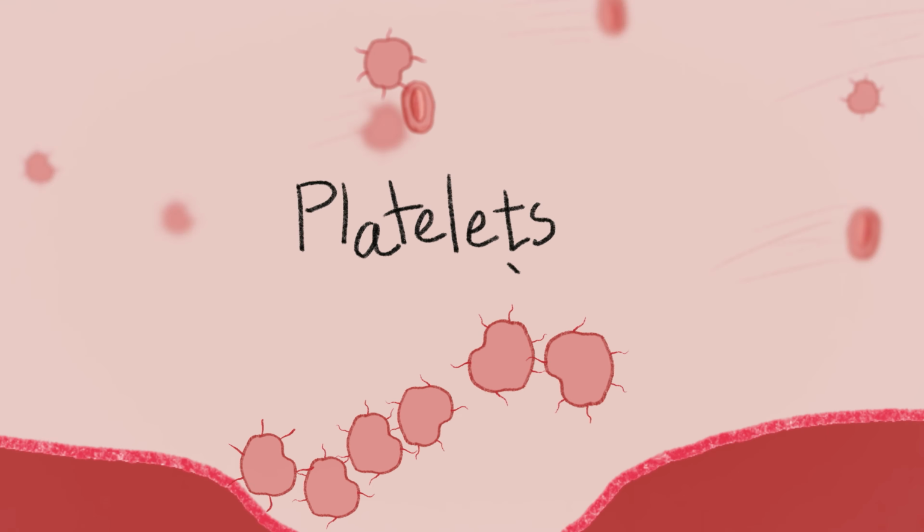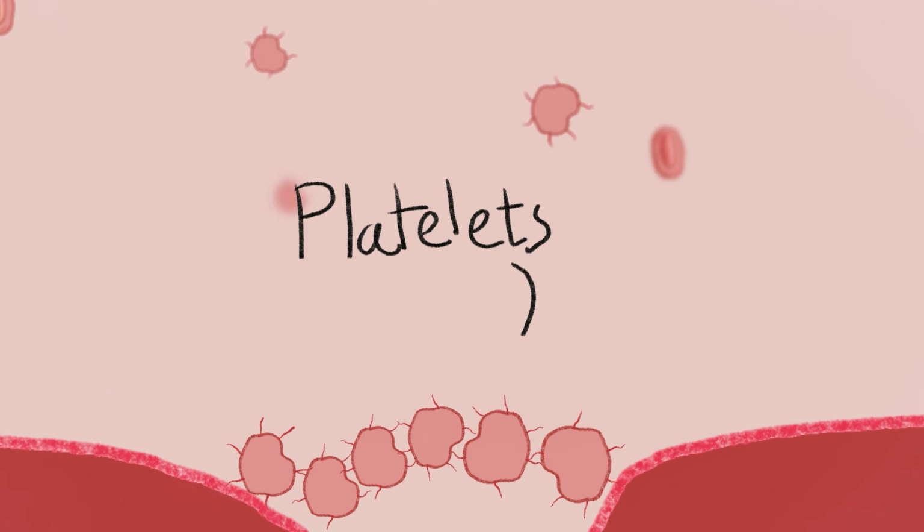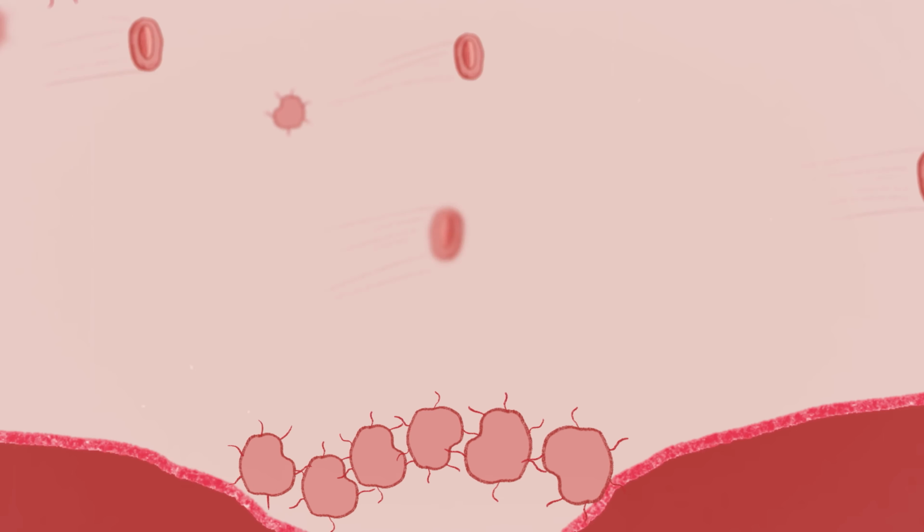So to start, whenever there is a tear in your blood vessel wall, the underlying collagen is exposed. And this exposed collagen makes platelets really attracted to it, so they bind, and this releases ADP. This release of ADP causes more platelets to flood to that area and fill up the gap.